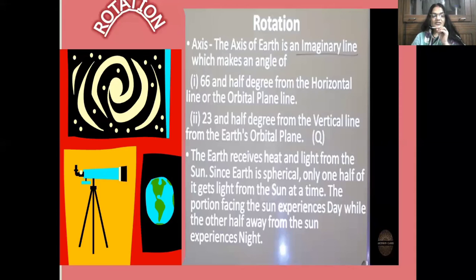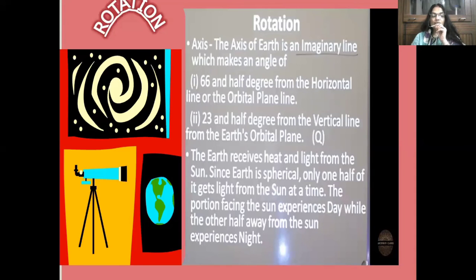But in actual sense, due to the earth's easterly movement, it seems that all other heavenly objects are moving. So why does it seem so? It's because of Earth's easterly movement. It seems that all other heavenly objects are moving. And it is the inclination that affects the distribution of sunlight on the earth.